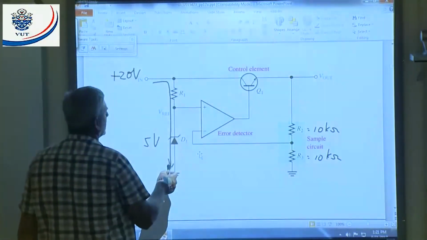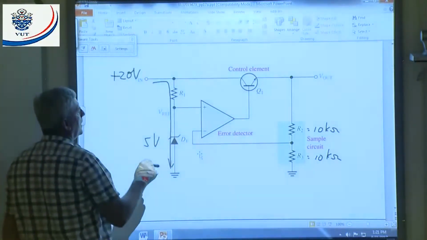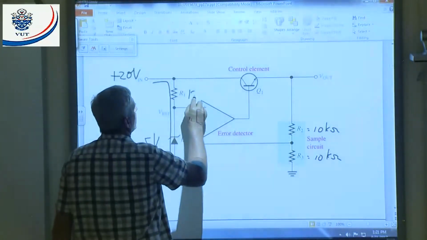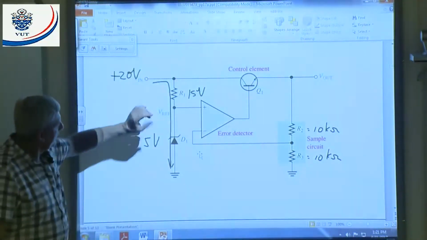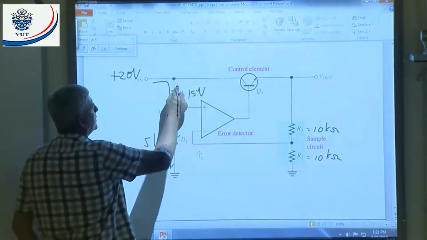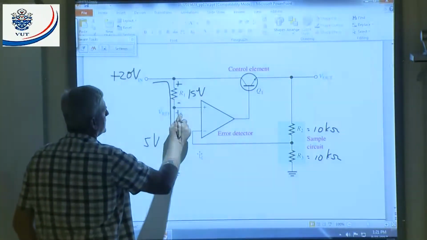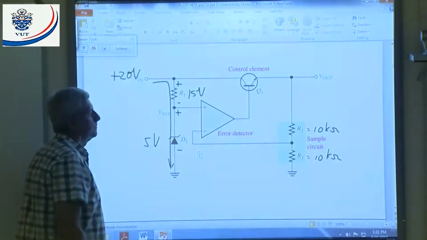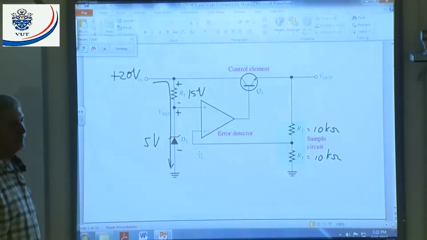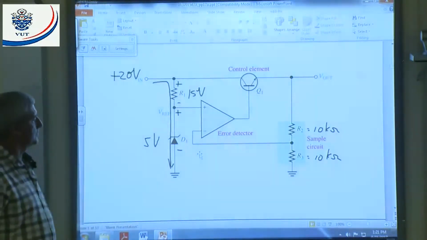If there's 5 volts, what is the total here? 20. What is going to be there? Volts. All right. 15 plus 5, you can put in polarities if you want, positive, negative, positive, negative. All right. You with me? Yes. All right, there's 15 volts.